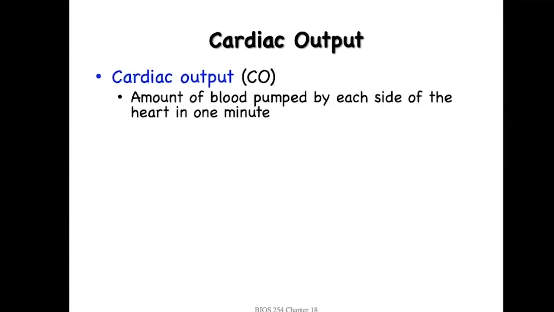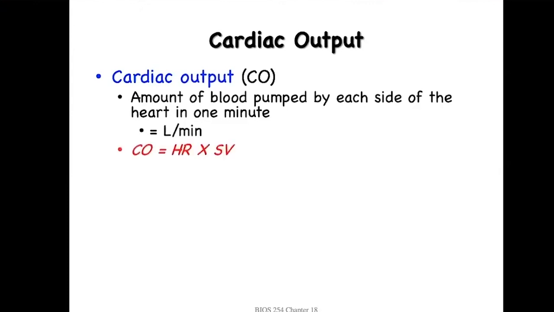Let's begin by defining what cardiac output is. Cardiac output is the amount of blood pumped by each side of the heart in 1 minute. Remember, it is each side of the heart here. It is measured in liters per minute or milliliters per minute.